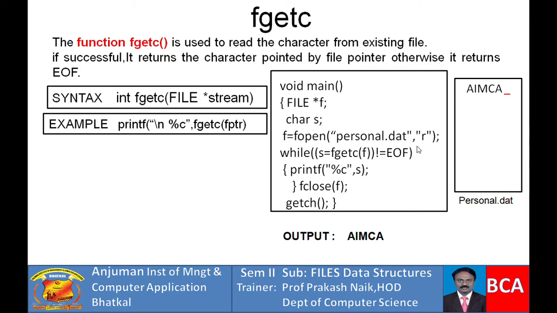So this way it works. So how does it come out? The last letter will be the end of file marker. So s will contain end of file. Is s not equal to end of file? No, it is equal to end of file. So what happens is, since the condition is false, the while loop terminates. As the while loop terminates, the file is closed. This is how fgetc works.